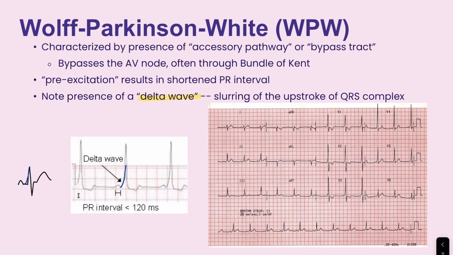We're going to go, woo, I'm bypassing you. I'm just going to woo right past that AV node. We're just going to bypass the AV node. We don't care about it. We're just going to whoop right by. Okay? That's what you're going to think of with Wolff-Parkinson-White.